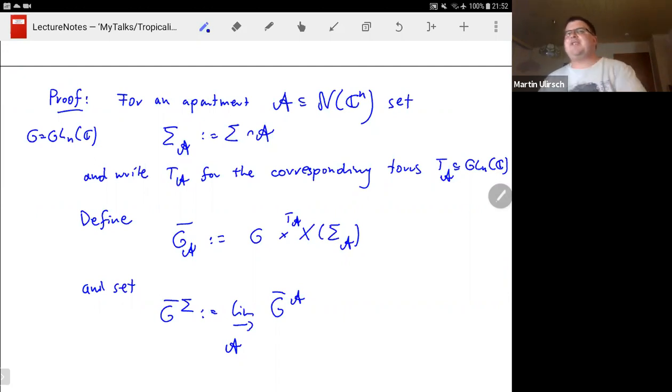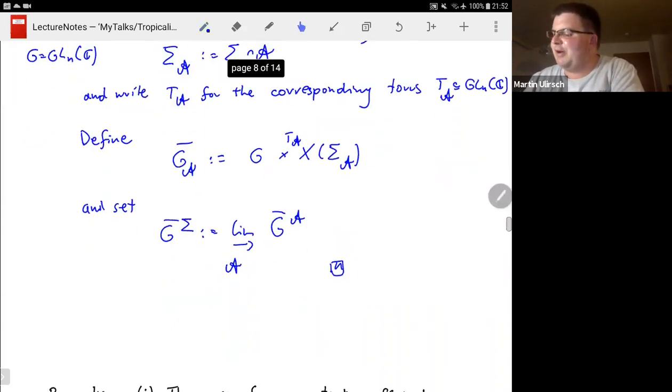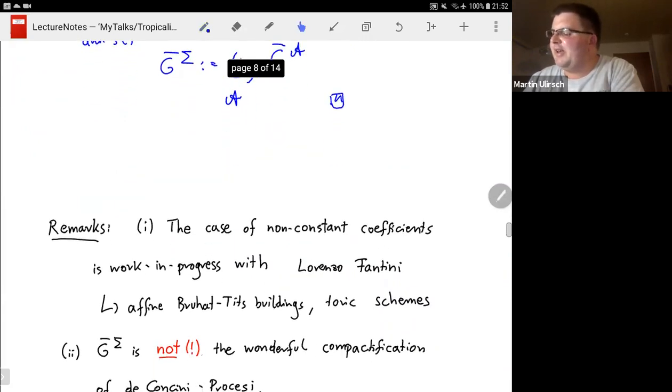Okay, that's just a quick overview of how to prove this. And the question already came, so I answered this one already: what happens if you have non-constant coefficients or characteristic p? Well, we're working on it, but you need some slightly more complicated type of buildings, namely affine Bruhat-Tits buildings.